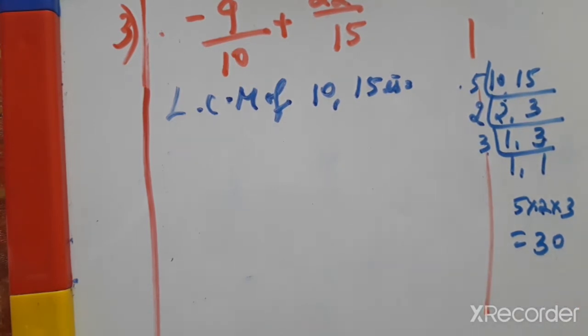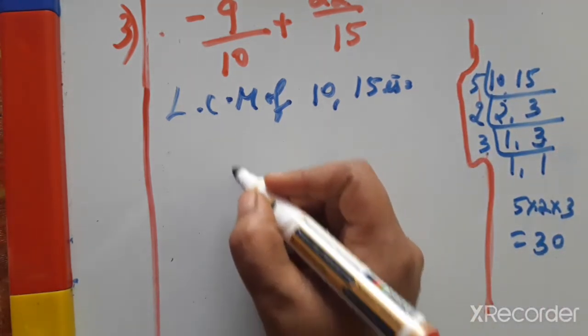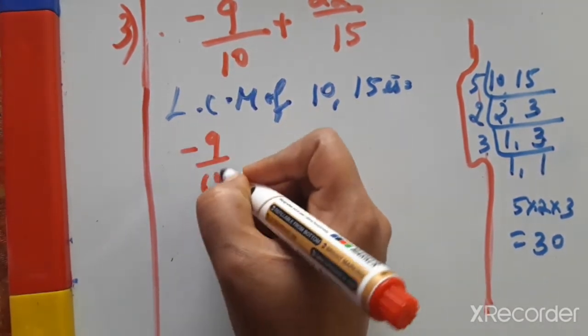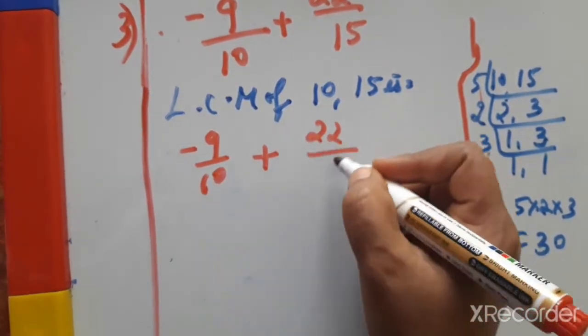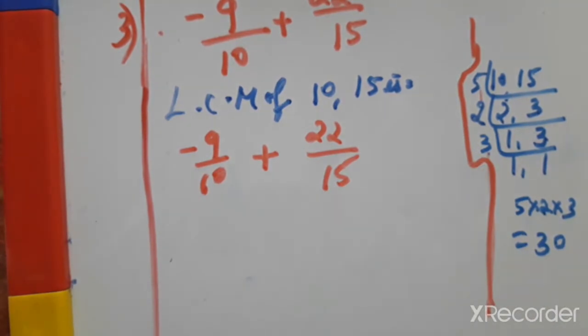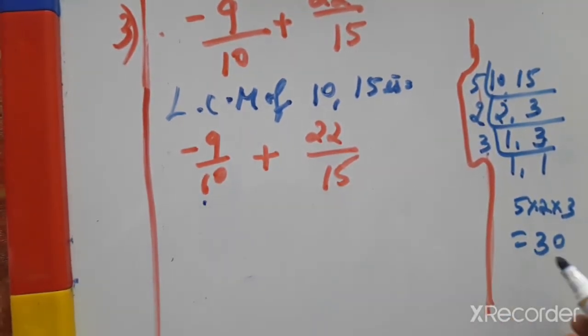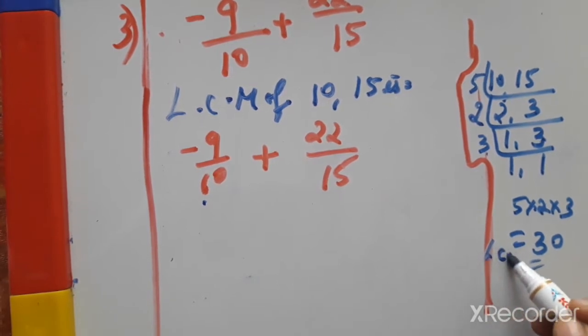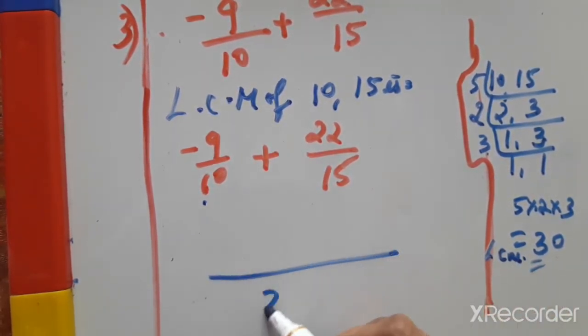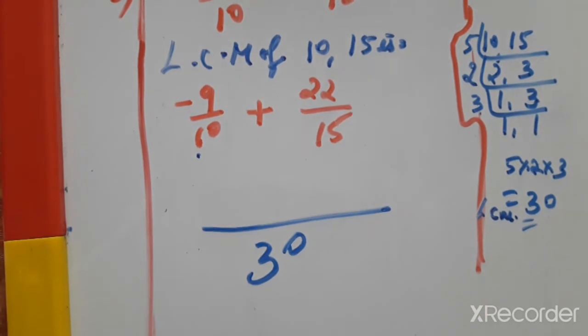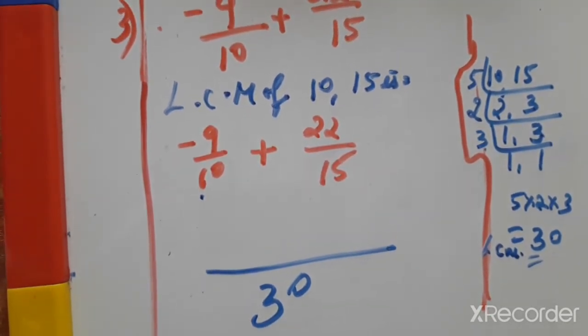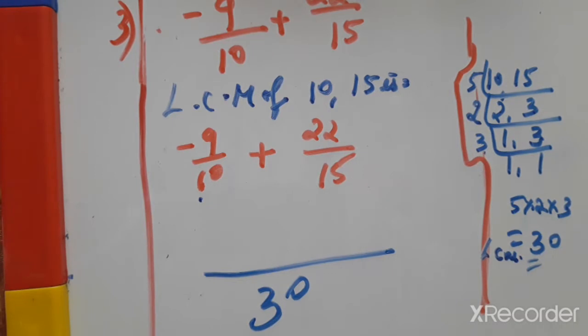That LCM value we have to write in the denominator place. Write the question once again, minus 9 by 10 plus 22 by 15. Now find the LCM of the denominators 10 and 15. The LCM is 30. Write 30 directly. Now equalize into the LCM value.